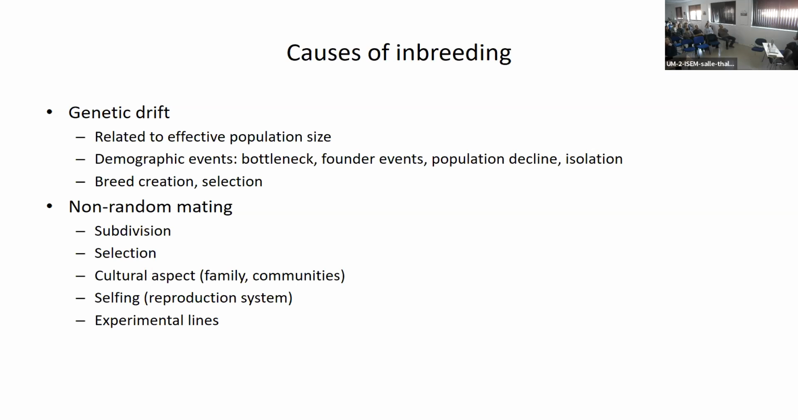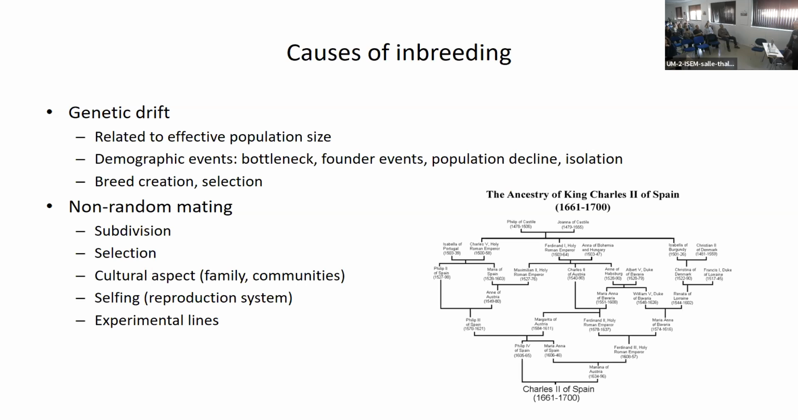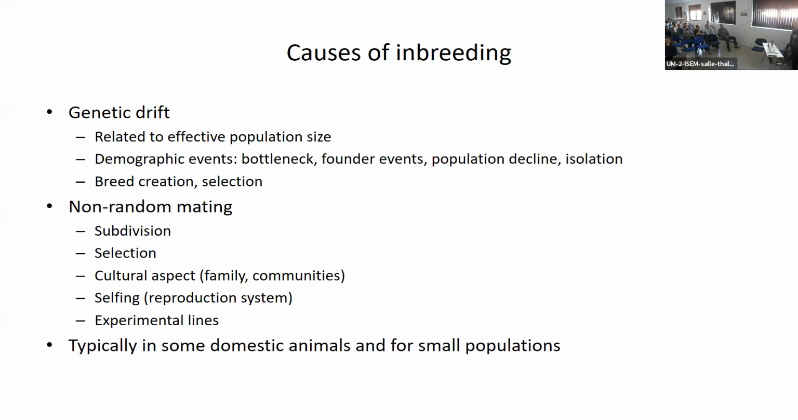Then besides genetic drift, you also have non-random mating. Things like subdivision will increase inbreeding. Also selection: when you select individuals that have the same characteristics, they might also be more genetically similar. You also have some cultural aspects, when in a community you only marry within the community. For instance, this is the example of the ancestry of a king in Spain. I guess the effective population size in Spain was huge, but they married only among each other. So basically, typically inbreeding will happen in domestic animals and in populations with small size.